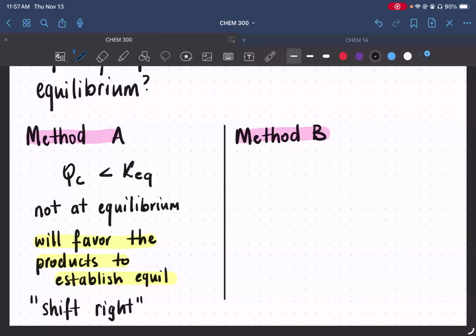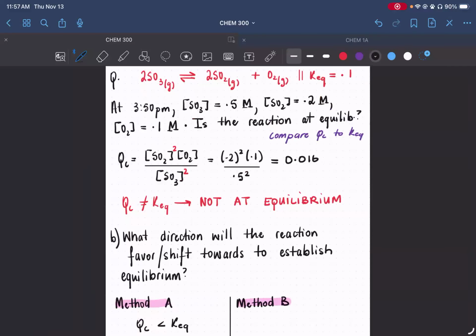Where does that shift right come from? Well, remember how a reaction is read. You can either go in the forward direction, aka to the right, or you can go in the reverse direction to the left. So what are we saying? Let's say that one more time. Let's say at 3:50 p.m., guess what? The reaction is not at equilibrium. To get to equilibrium, the products have to win. That means we need to shift right. The products will be favored.